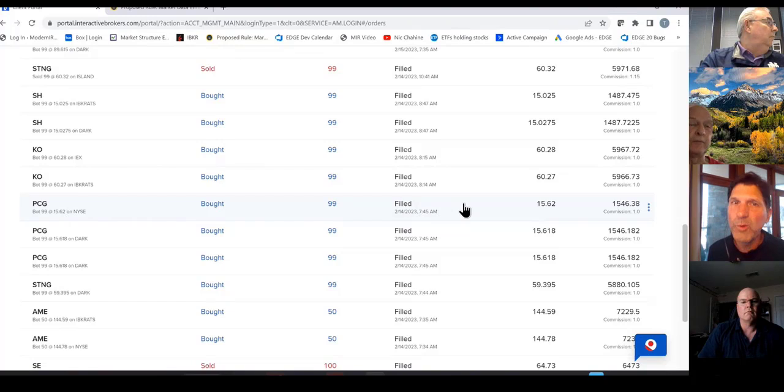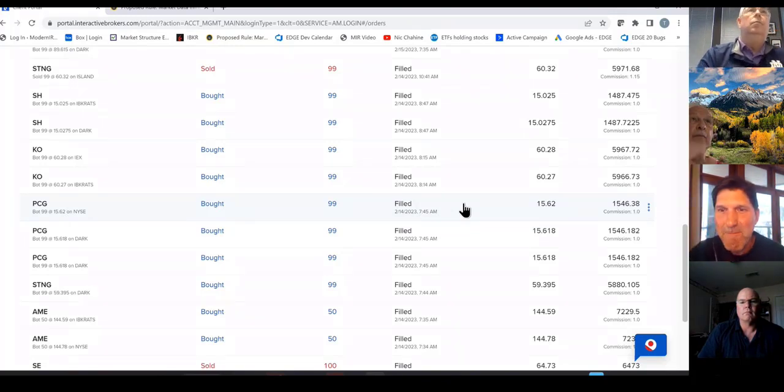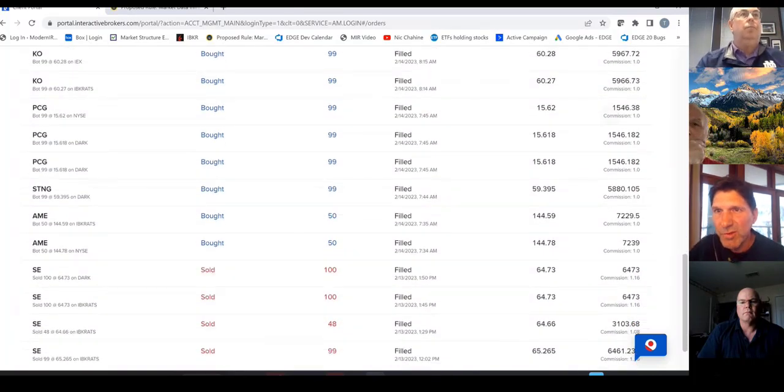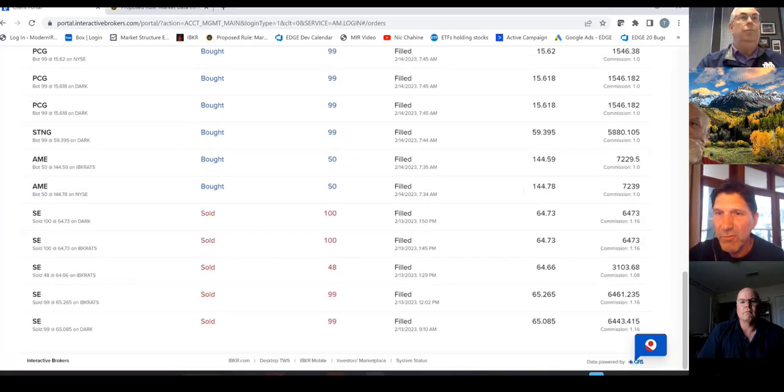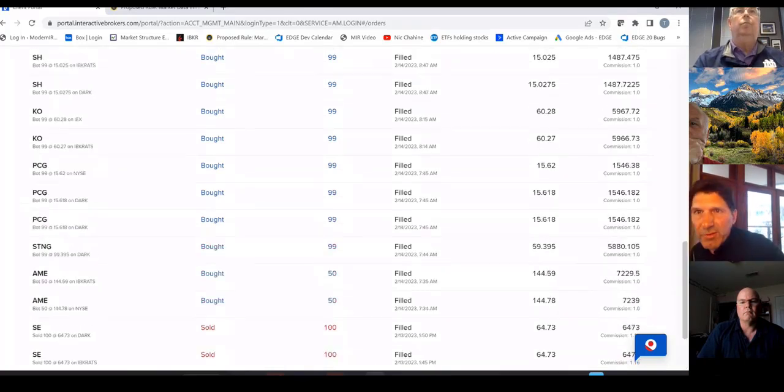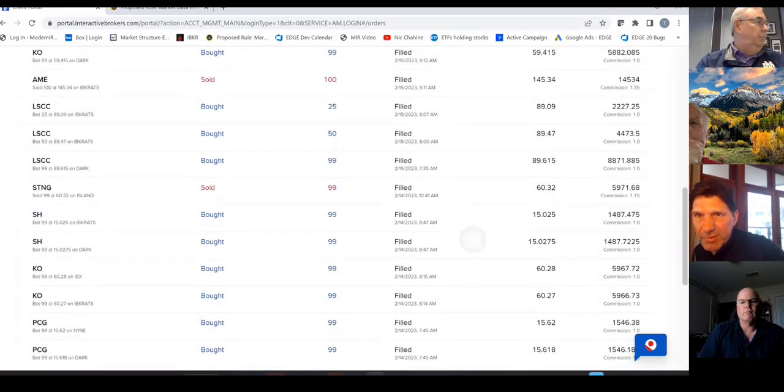Tends to be my worst prices are on the exchanges. Routinely, I get better prices in dark pools, and you will see that they'll be to the 10th of a penny, sometimes to the 100th of a penny. I think there are a couple down here. I don't see them right at the moment. I pay attention to this.